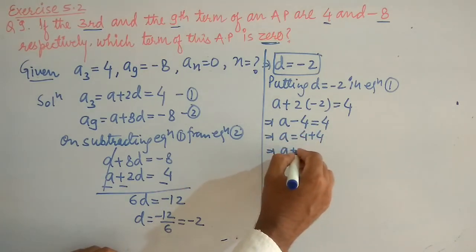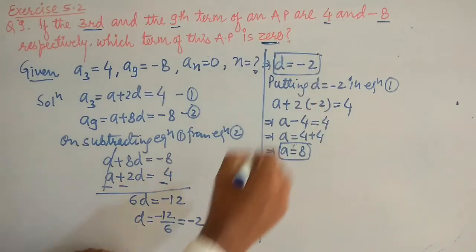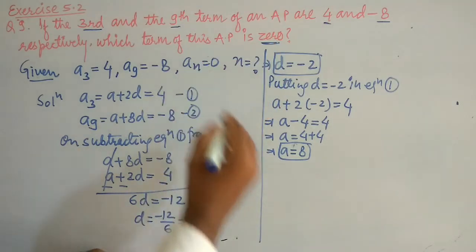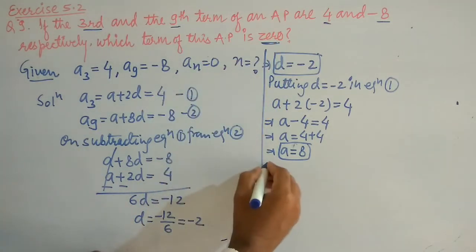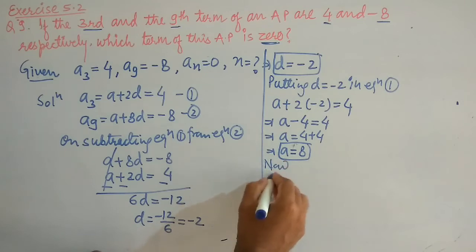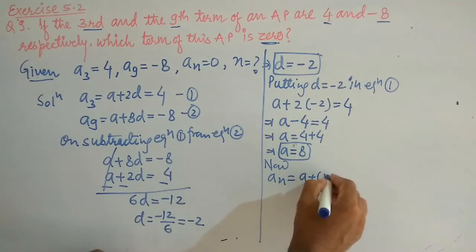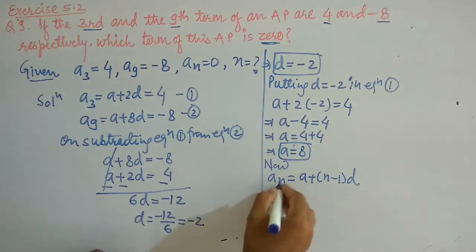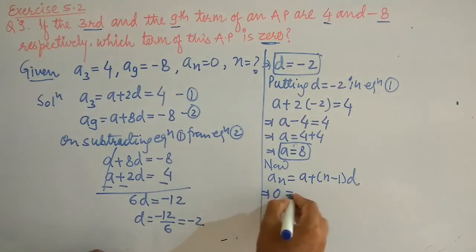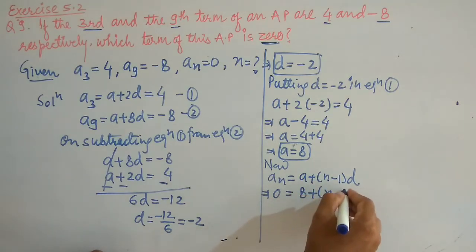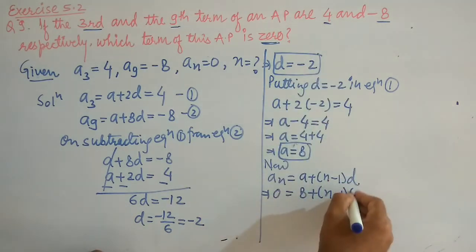That is A is equal to 8. Now we have to find out which term is 0. So it is given that An is equal to 0. So using the formula An is equal to A plus n minus 1 D. An is what? 0 here. Value of A we found out, it is 8. N minus 1 into D. D is what? Minus 2.